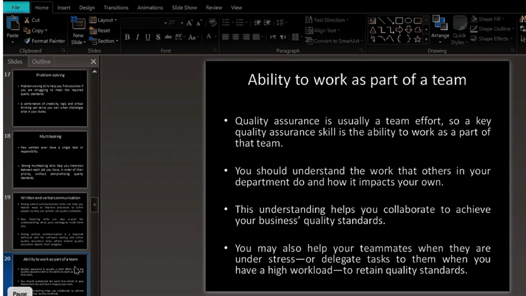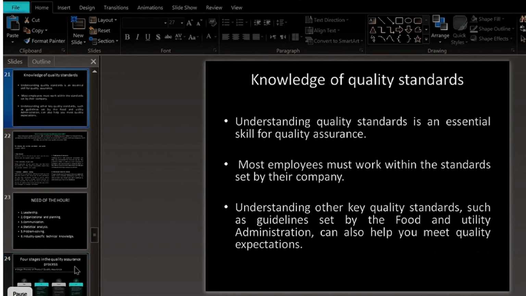there could be fair chances कि आपका difference of thought हो, difference of opinion हो, but at the end of the day, what matters is how well you have worked as a team. So this understanding helps you to collaborate to achieve your business quality standards. You may also help your teammates when they are under stress or delegate tasks to them when you have a high workload and to retain quality. So that is something very important.